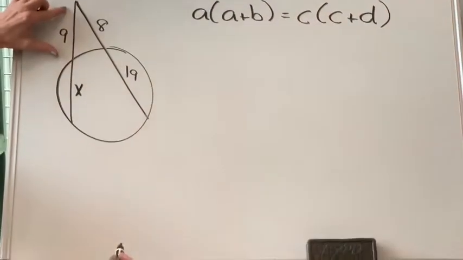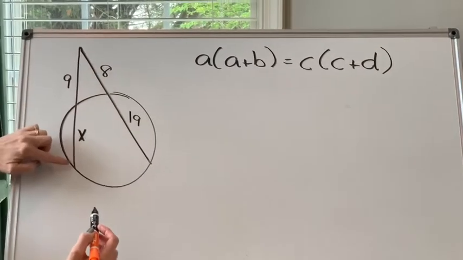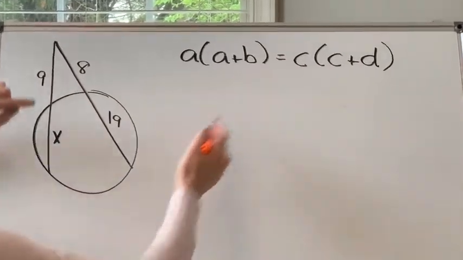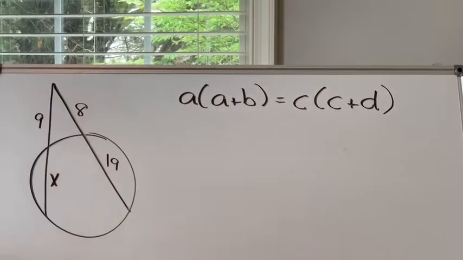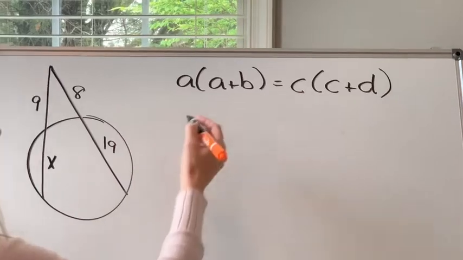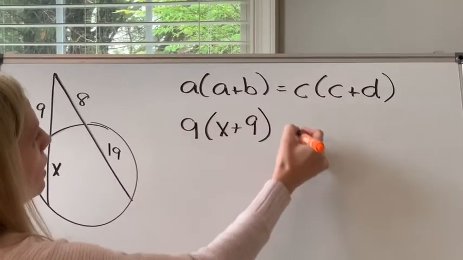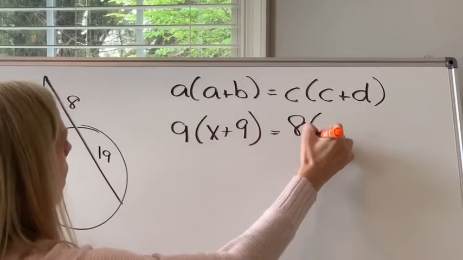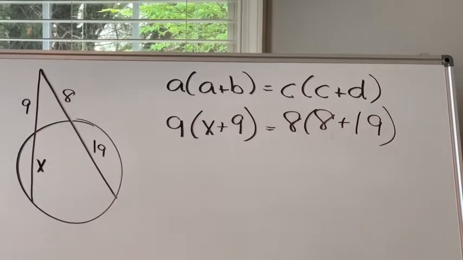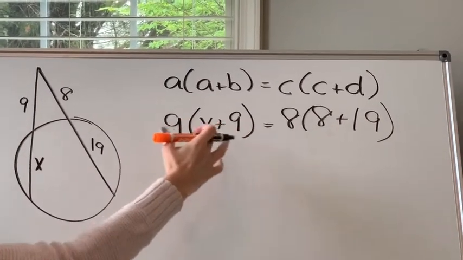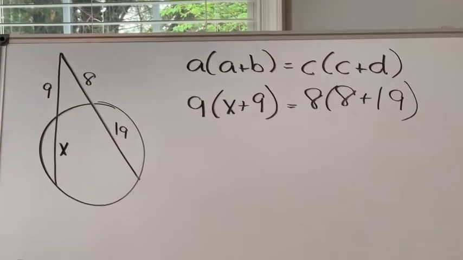So A here would be this times A plus B, which would be the total 9 plus X. And then it's equal to C, which would be 8 in this case, times the total of 8 plus 19. So that's our setup. So we are going to say 9 times X plus 9 is equal to 8 times 8 plus 19. And technically you could have written this as 9 plus X, but because you can change those when you're adding, I just wrote it like that. I think it's easier to look at.